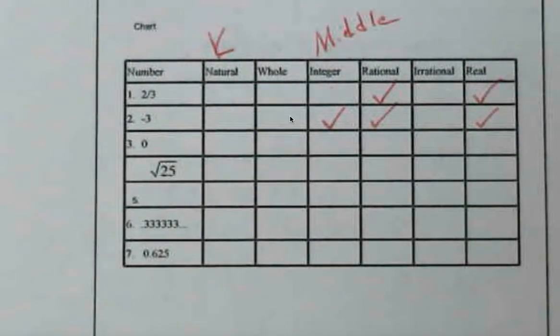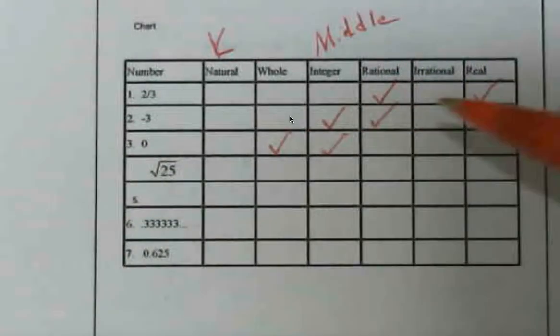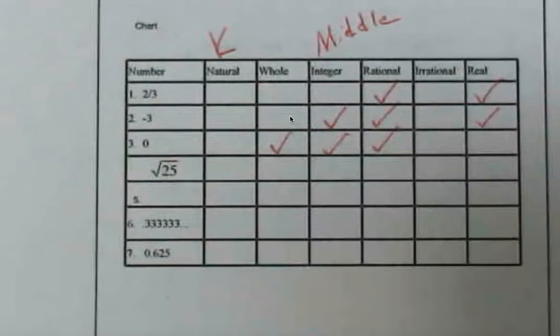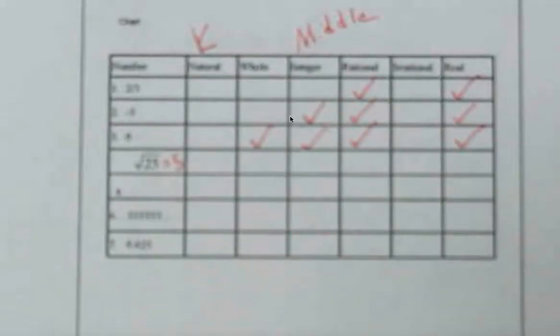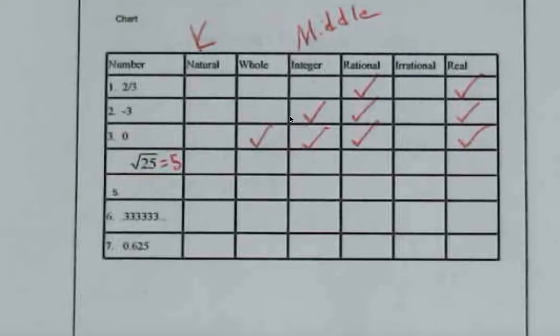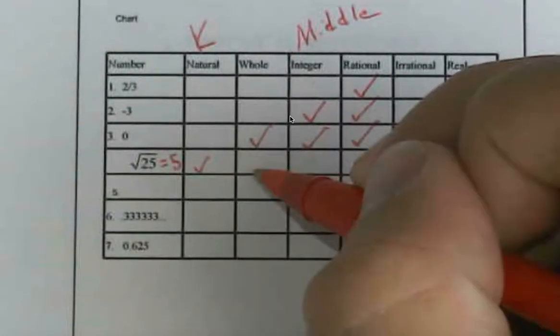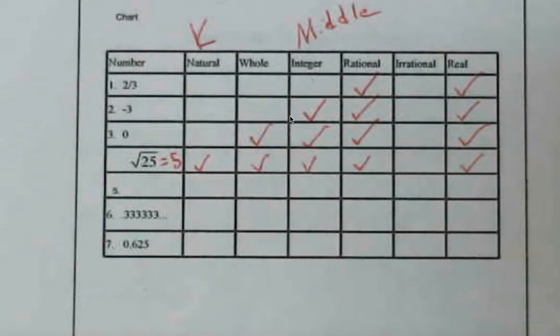For 0, what do you think? It's definitely a whole number, definitely an integer. We could write this as a fraction, so let's say it's also rational. It's also a real number. Square root of 25, this is just a 5 in disguise, so we can write that in. We can say that this is on the number line, and we learned this in kindergarten, so it's definitely natural, definitely whole, definitely an integer, definitely rational, definitely real.